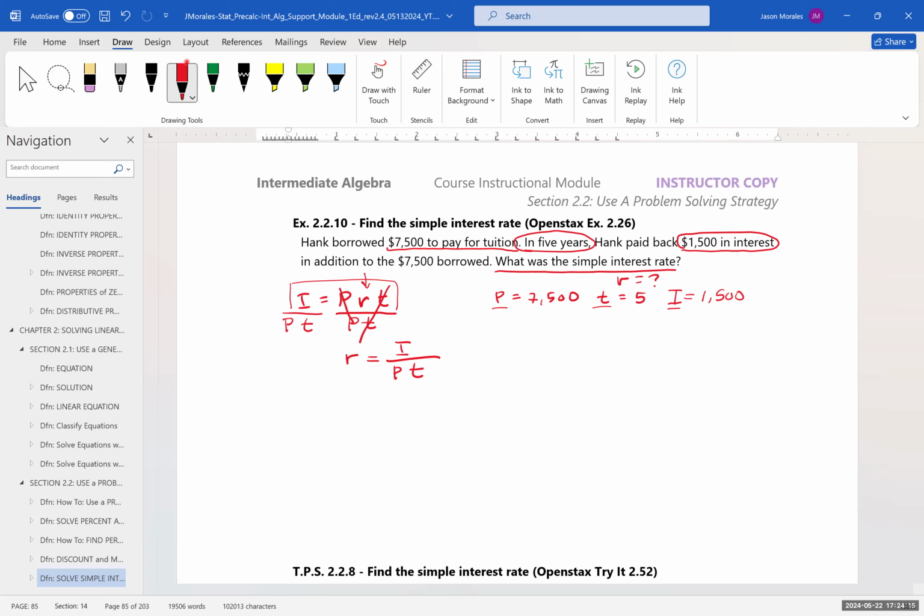Now we've got the rate that we're trying to calculate as our unknown on one side, and everything else that's known is on the other. Our interest is 1,500, our principal was 7,500, and our time was 5. After you punch that into your calculator, you should end up with a rate of 0.04, which is equal to 4.0%.